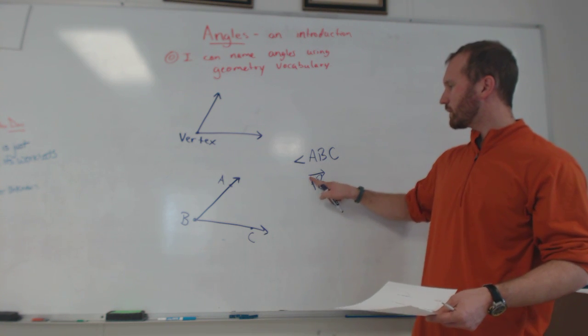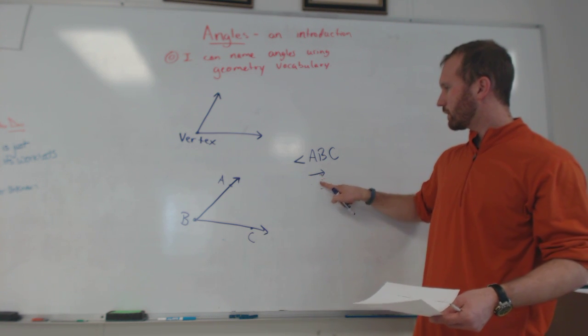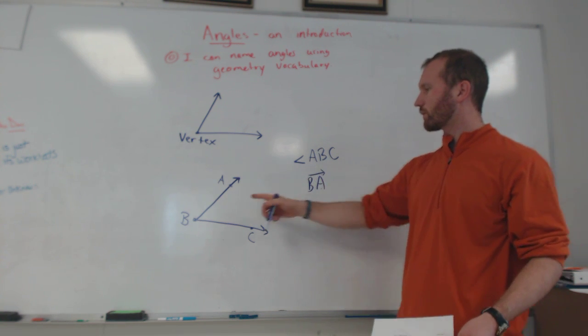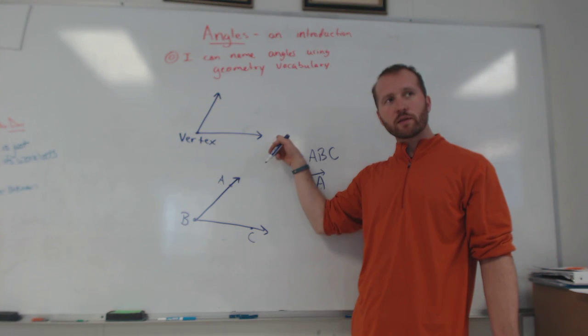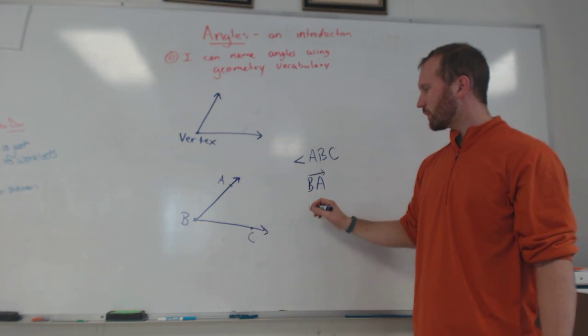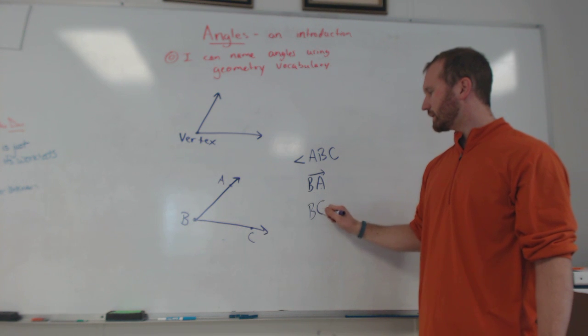Actually, this should be BA. Because in this one, the direction is important, right? Because it's going on forever in this direction, not in that one. And then if we wanted to label this side, we would call that BC.